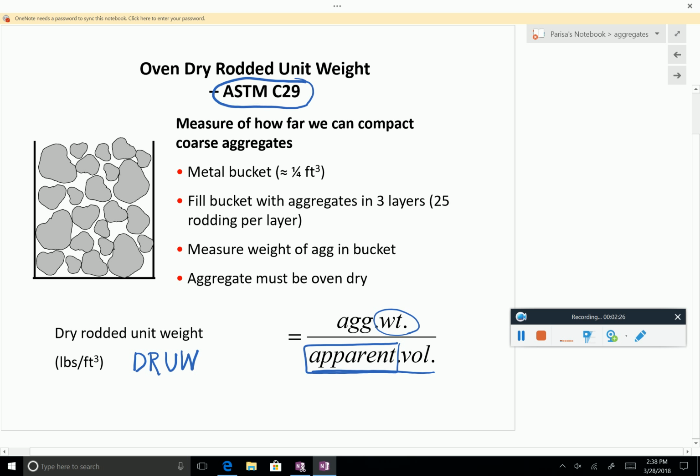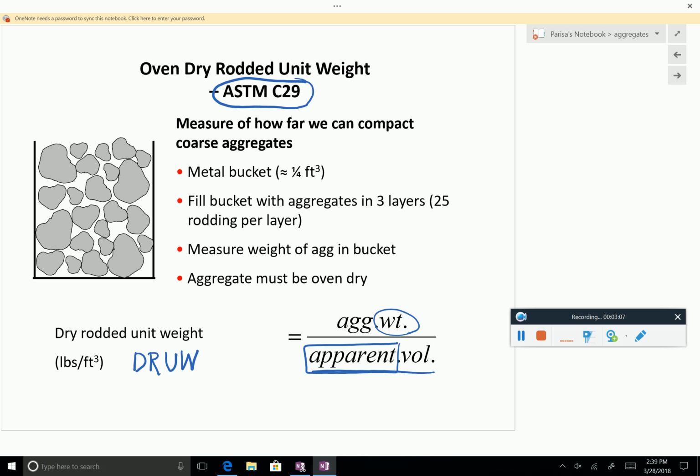What does ASTM stand for? What's ASTM? American Society of Testing Materials. Exactly. American Society of Testing and Materials. How many are taking C337? You should have seen some ASTM, hopefully, right? When you are doing different tests, you learn that this is according to a different standard. And this standard says this is how we measure dry rodded unit weight.